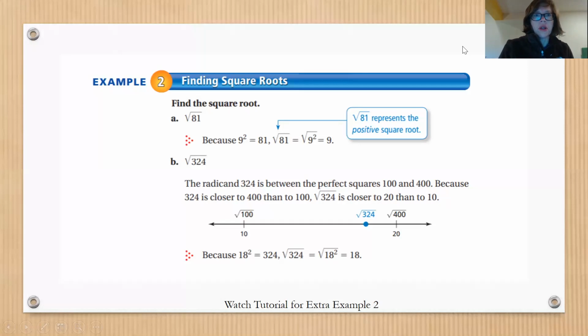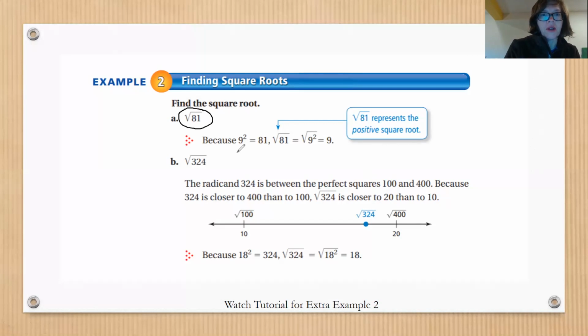All right, now we're going to look at example 2, finding square roots. All right, so find the square root. Find the square root of 81, because remember that symbol means square root. Let me use my pen, so this is your square root symbol. So it says to find the square root of 81. It tells us that this represents the positive square root.